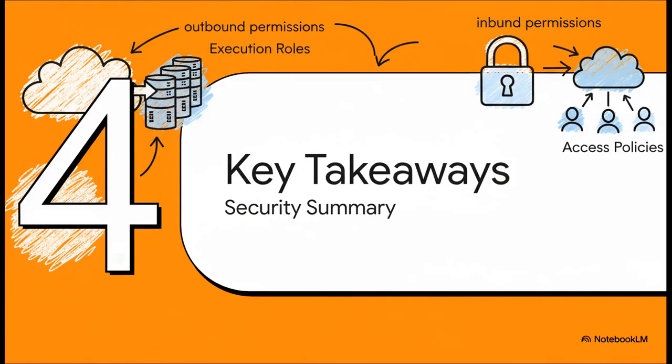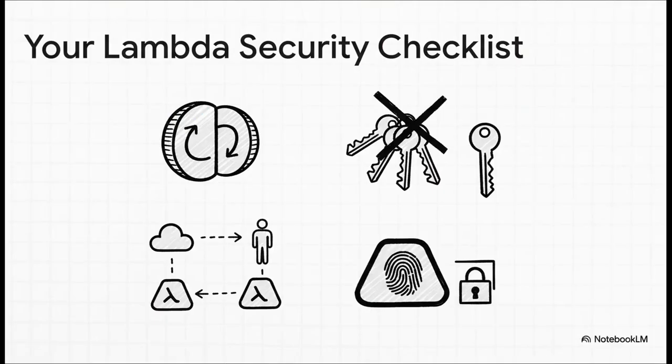Okay, wow. We have covered a ton of ground. Let's just pause for a second and bring it all together. What are the key things you need to remember? Here's your security checklist. First, always remember the two-sided coin: what it can do versus who can call it. Second, make least privilege your mantra. Start broad, then trim, trim, trim. Third, use resource-based policies for services and identity-based policies for people. And finally, for those super sensitive operations, use the Lambda function ARN to lock those credentials down tight.